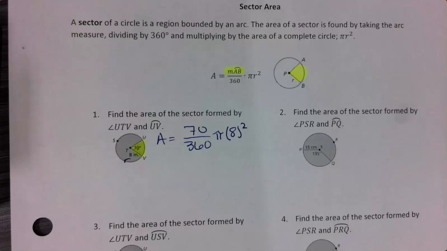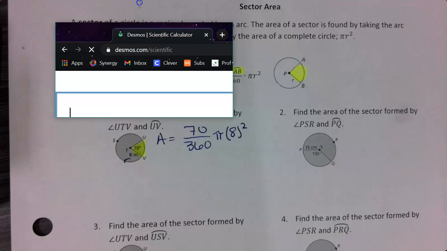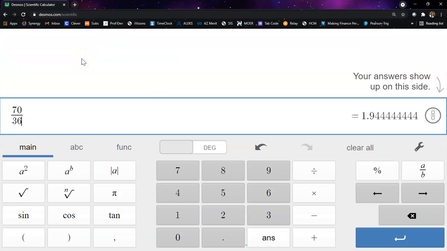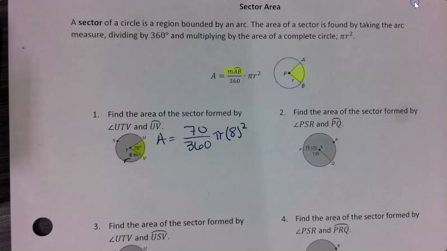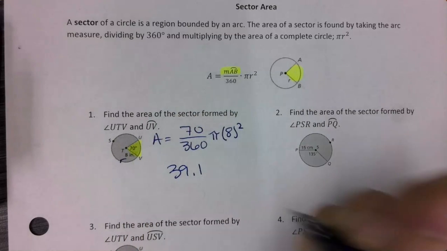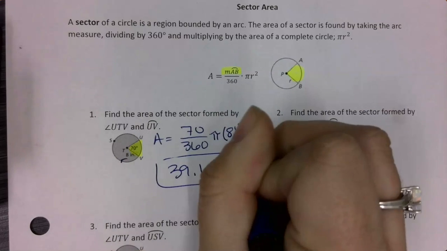Okay, so then once I have that formula, I want to go type it into Desmos. So I have 70 divided by 360 times pi, and then 8 squared, which gets me 30 point, I'm going to do 1 because of that 9. So, wait, was that 39 or 30? 39? And then this was in inches, so inches squared.